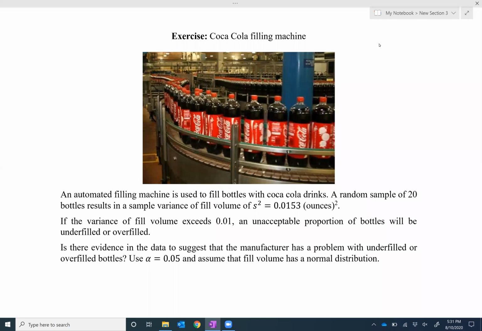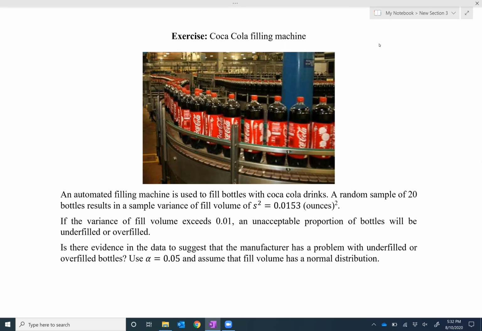An automated filling machine, like at Coca-Cola, fills a lot of bottles with cola drinks. Now we take a random sample of 20 bottles, and it results in a sample variance of fill volume. This is the sample variance. If the variance of the fill volume exceeds 0.01, then an unacceptable proportion of bottles will be underfilled or overfilled.